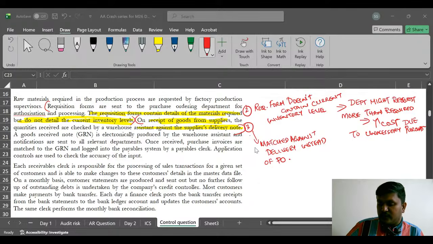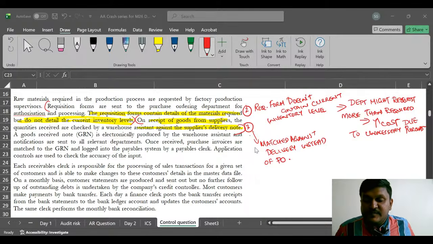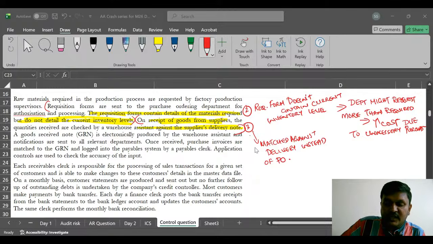Now what would be the test of controls in that case? The auditor should observe when the goods are being received, that the warehouse assistant is doing this, checking the quantity and quality. Auditors can also inspect the document against the PO. Is it being matched or not? That matching has been done or not? We are not checking in detail. We are checking whether that process has been done or not. We can inspect that document to see whether they are matched or not.